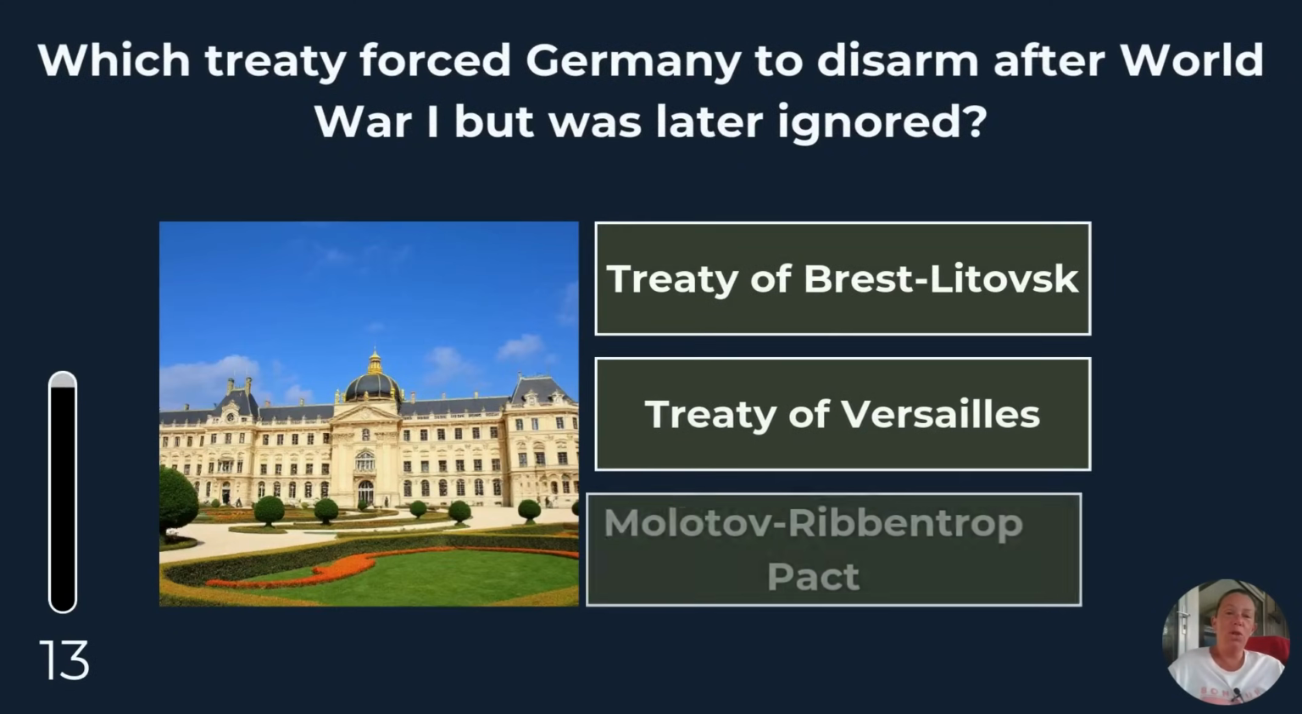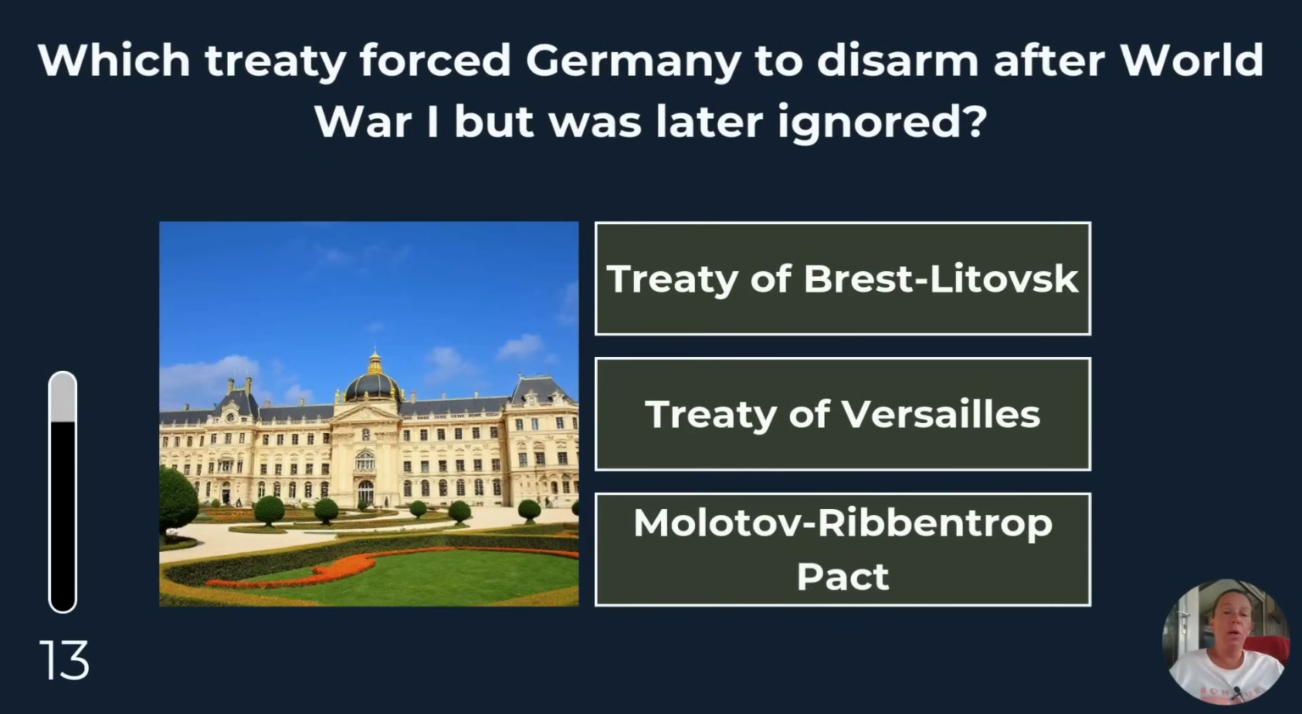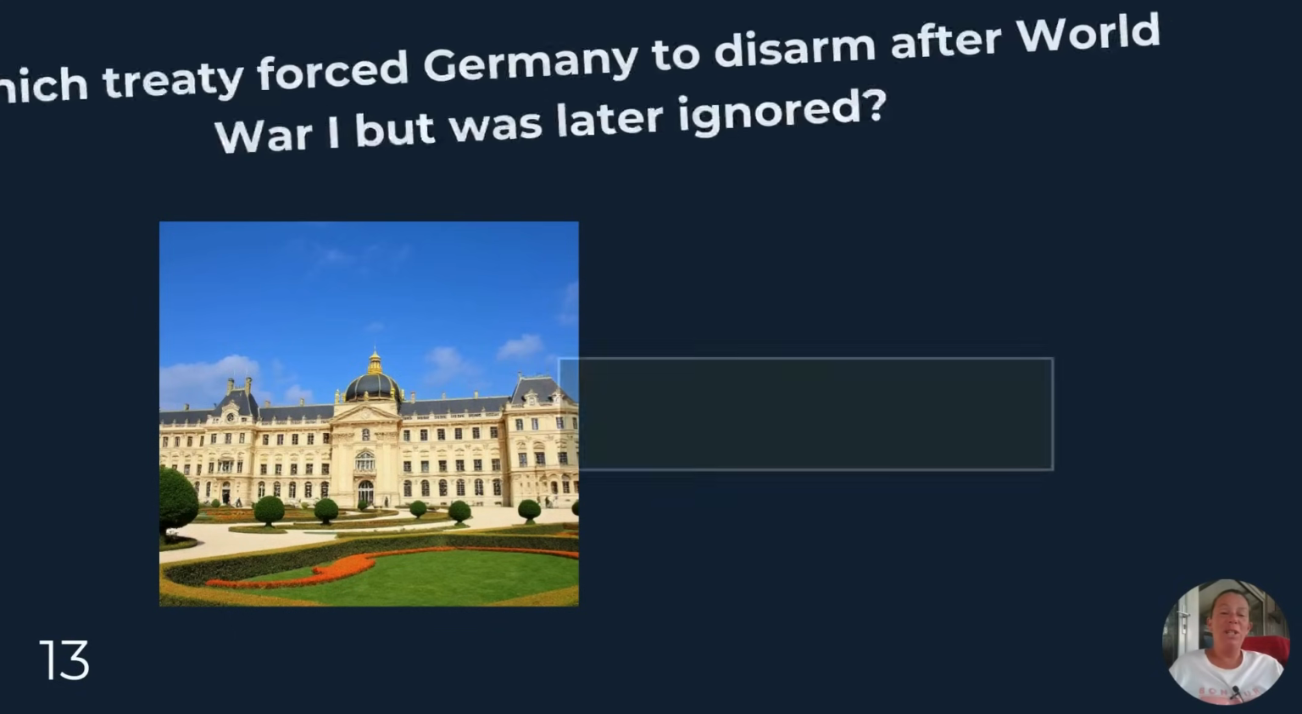Which treaty forced Germany to disarm after World War I but was later ignored? The Treaty of Brest-Litovsk, Treaty of Versailles, or Molotov-Ribbentrop Pact? Treaty of Versailles.